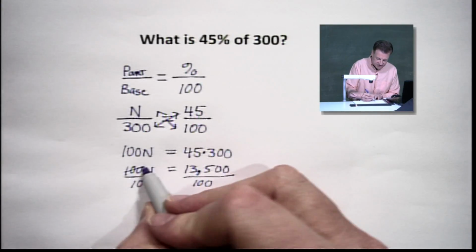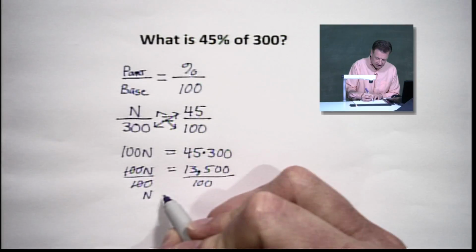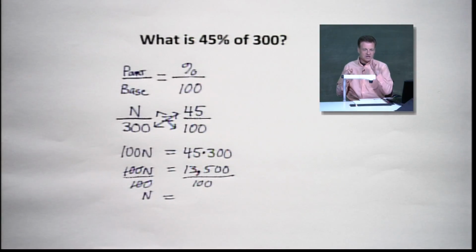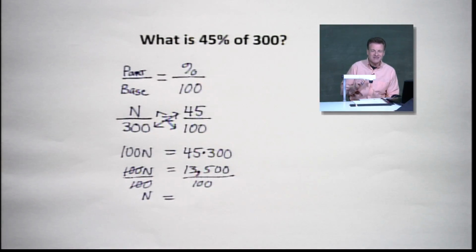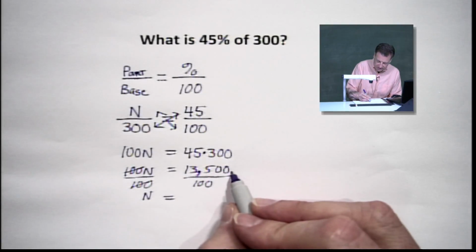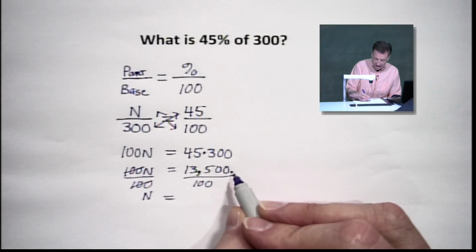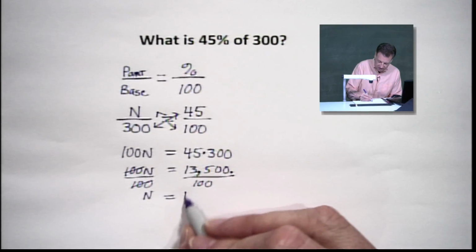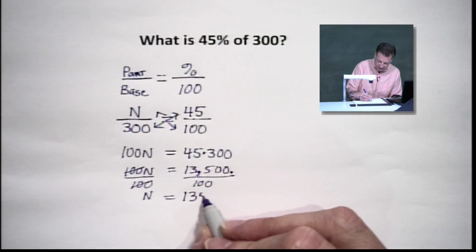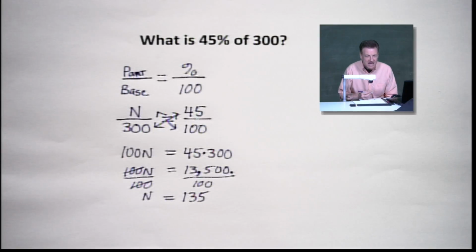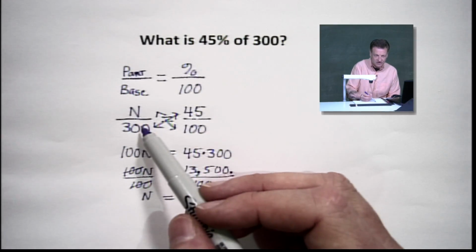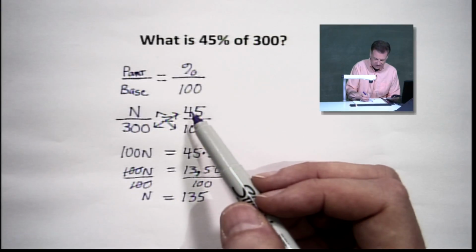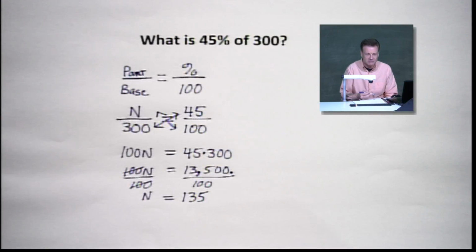The 100s obviously are going to cancel out here. Now the beauty of dividing by 100 is about the decimal moving. Right now the decimal's sitting right there, and you're going to move it two places, and you know what you're going to get? You're going to get 135. That's the part. So in other words, 135 out of 300 is 45%, which makes sense. Should make sense.